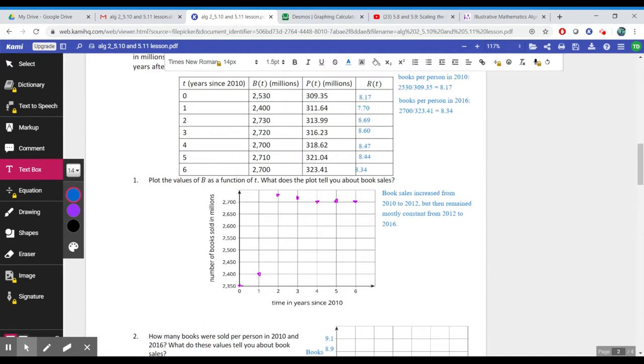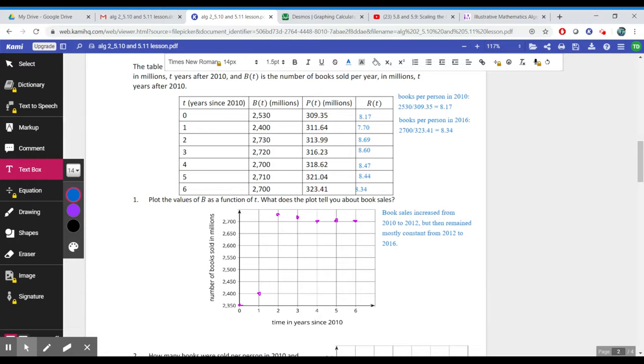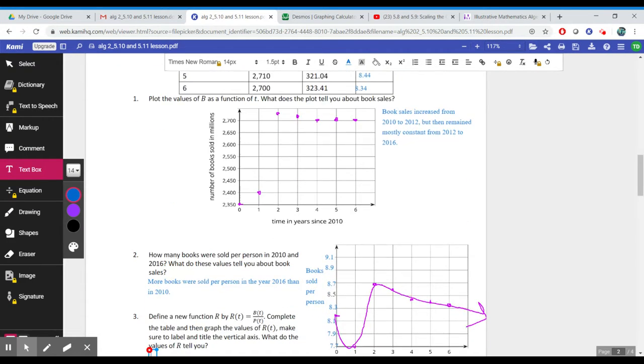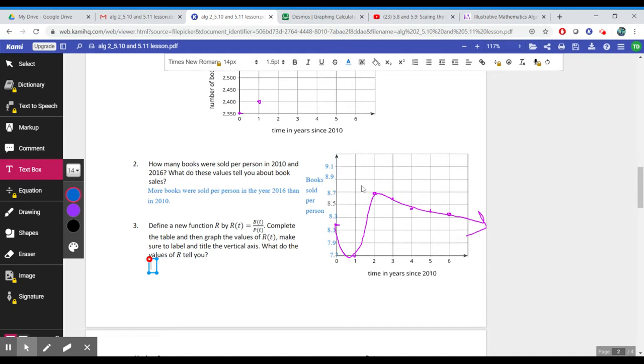If we take a look at the number of books sold, we know that that remained about constant, but we can see that the population went up every year. So even though the number of books sold stayed about the same, because the population was increasing, the number of books sold per person decreased. So I'll go ahead and write something like that in this box.